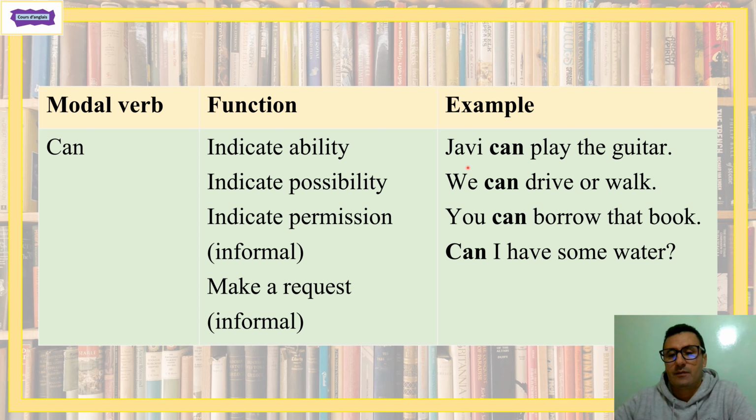For example, Javi can play the guitar, indicates ability. When to indicate possibility, we say we can drive or walk. Indicate permission. You can borrow that book. Make a request. Can I have some water?